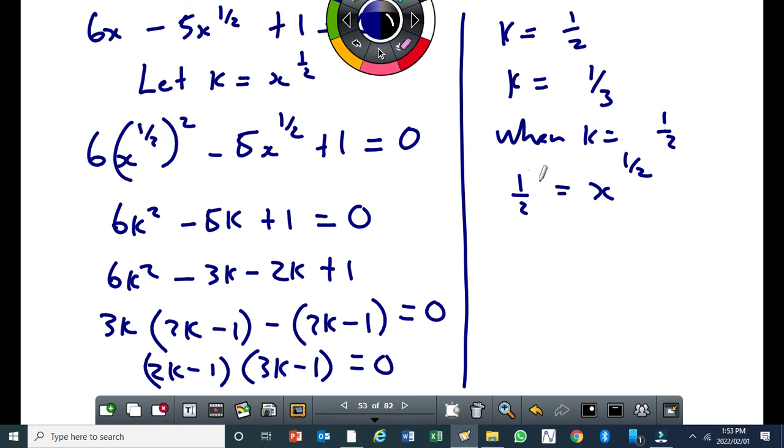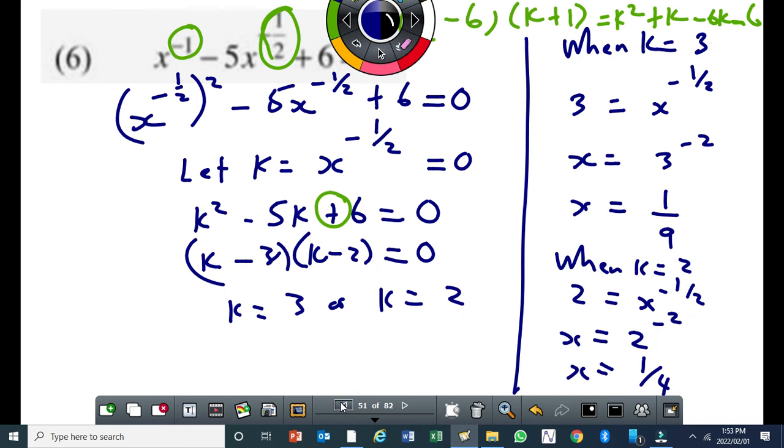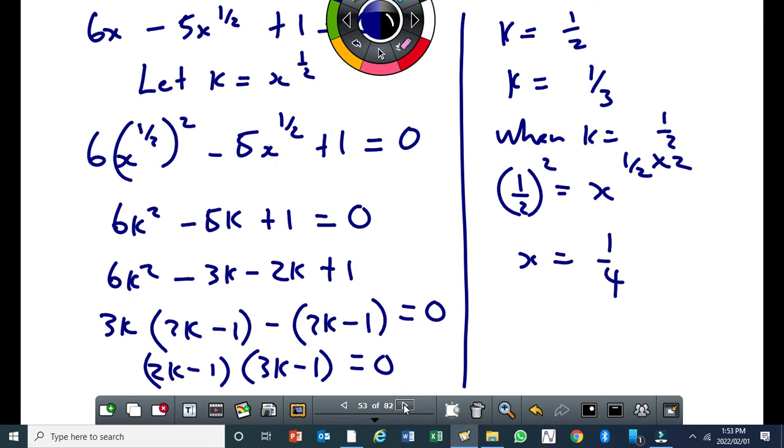So I have to square this side here, then multiply that by what? By 2. So in the end, you get x equal to what? A quarter. That x equal to a quarter, right, is this. See this x equal to a quarter here. Are you following? Right? Then let's do the second one.